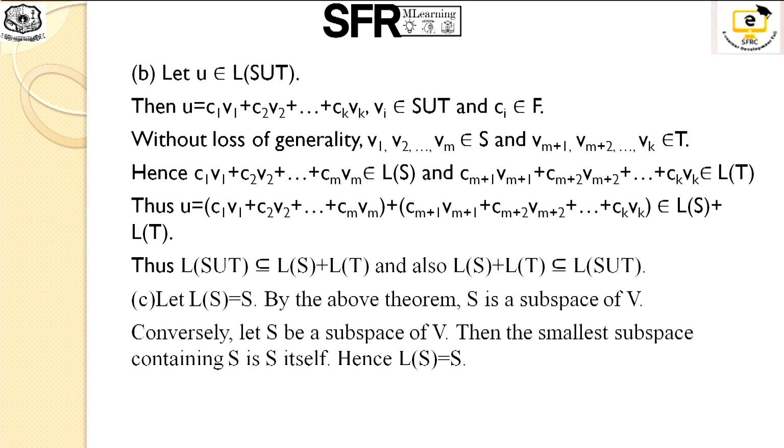Next one, let L of S equal to S. So we prove that S is a subspace of V. By using the above theorem, we obviously get S is a subspace of V. So we will prove the converse part. Let S be a subspace of V. Then the smallest subspace containing S is S itself. So here we get L of S equal to S.